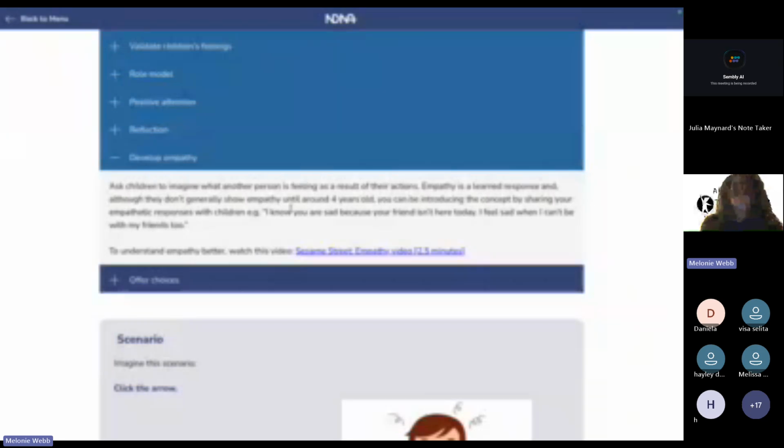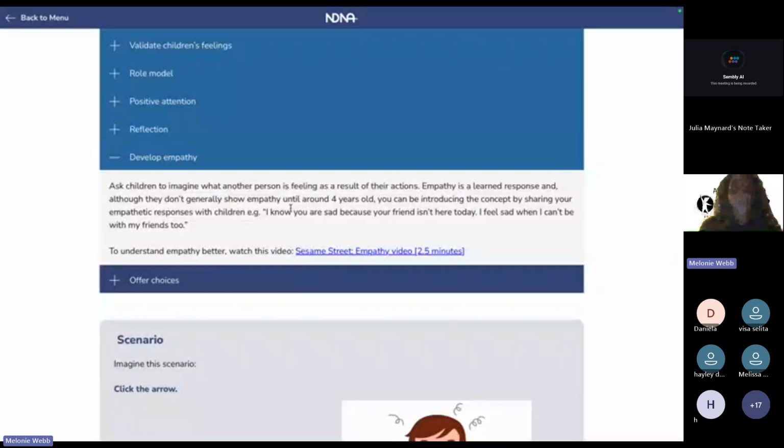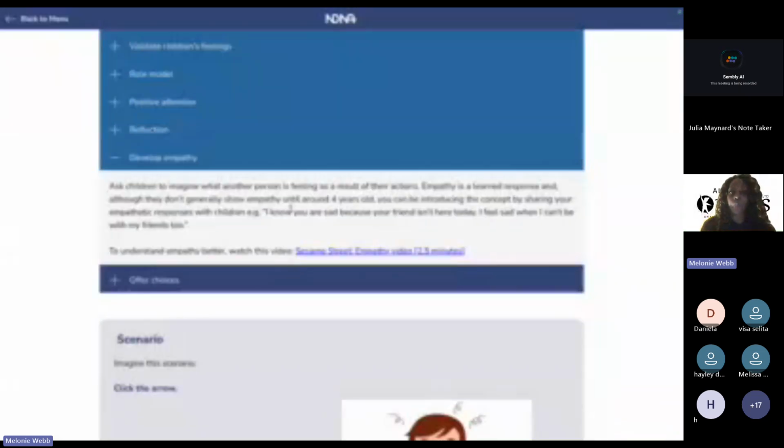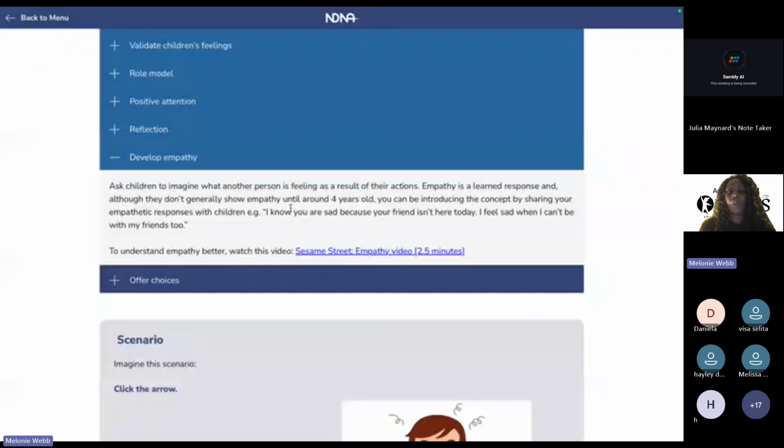Develop empathy. Ask children to imagine what another person is feeling as a result of their actions. Empathy is a learned response, and although they don't generally show empathy until around 4 years old, you can be introducing the concept by sharing your empathetic responses with children. For example, "I know you're sad because your friend isn't here today. I feel sad when I can't be with my friends too."